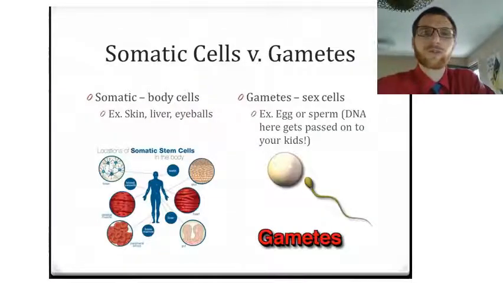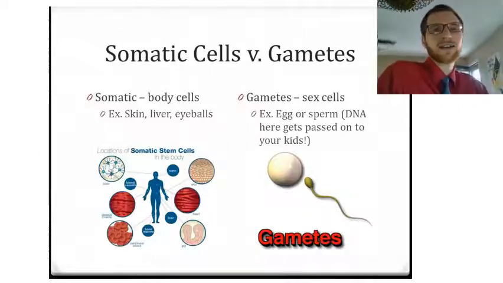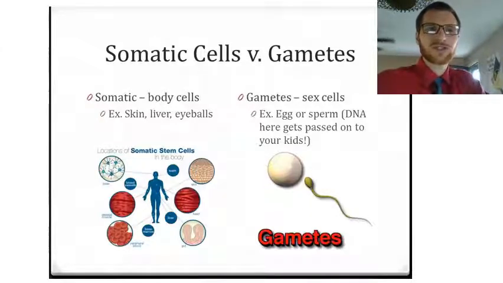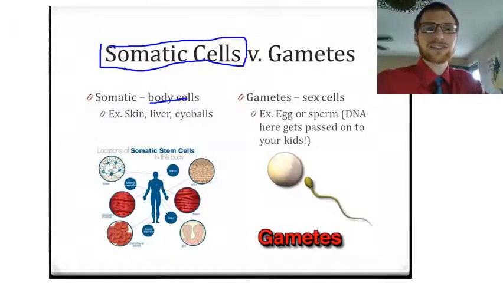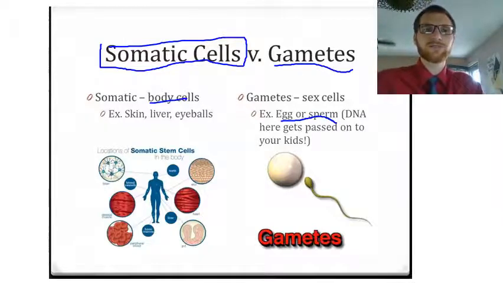Point mutations and reading frame mutations have different impacts depending on where that mutation occurs. So what type of cell is impacted by that mutation? So in our bodies, we have two different types of cells. We have somatic cells, which are body cells, skin cells, liver, eyeballs, all the cells that we use in most of our daily lives. So teeth, liver, bones, etc. Gametes are the sex cells. So that's egg and sperm. This is where the DNA that gets passed on to your kids is stored.